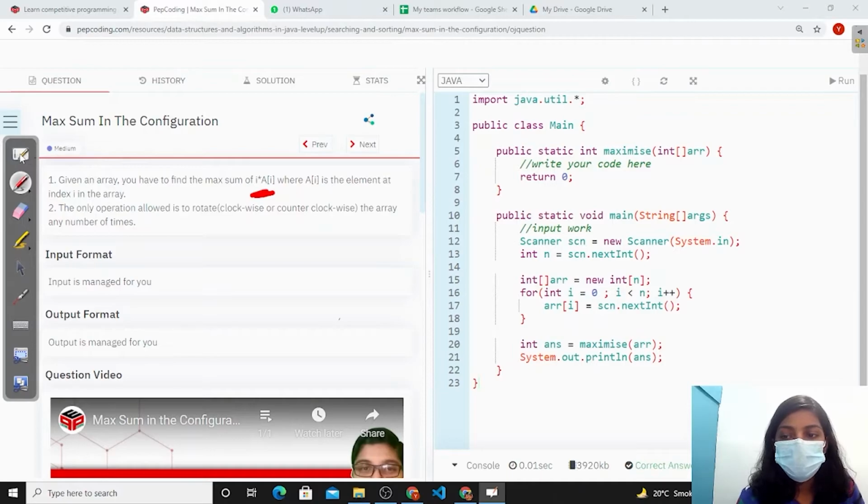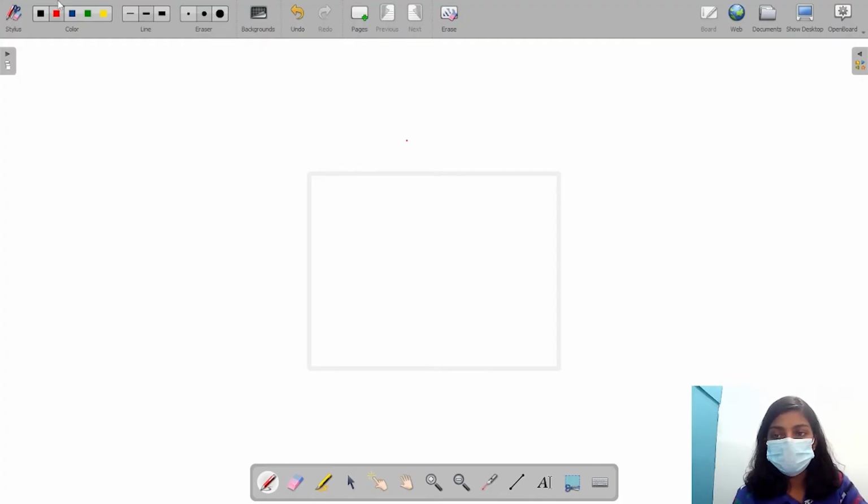Okay, so let's discuss. Suppose this is my array. Let's say it has 8 4 2 1 and here n is equal to 4.